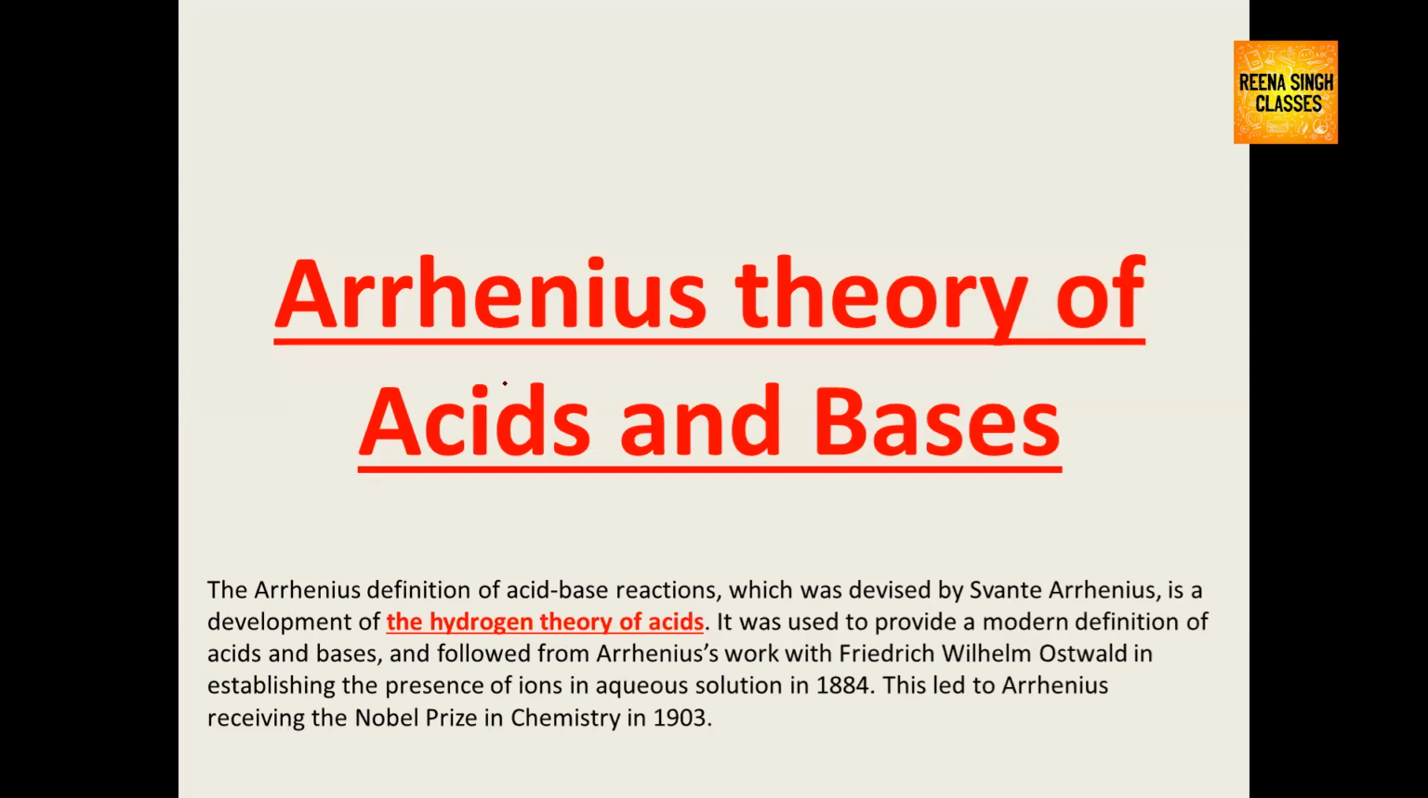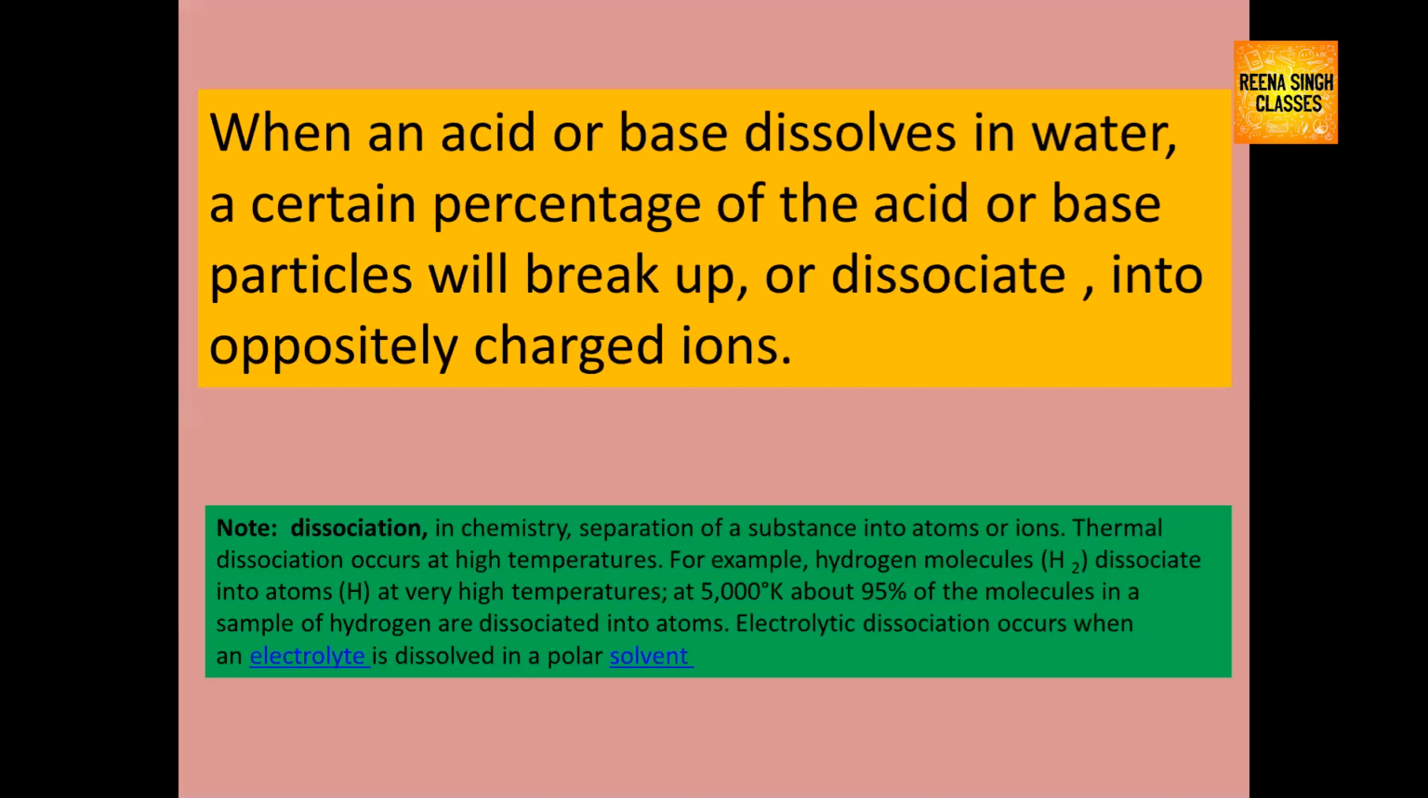Arrhenius theory of acids and bases is a development of the hydrogen theory of acids. As I said to you, it is also known as the water theory of acids. It was used to provide a modern definition of acids and bases and followed from Arrhenius' work with Friedrich Wilhelm Ostwald in establishing the presence of ions in aqueous solution in 1884. An aqueous solution is a solution in which water is the solvent. This theory led Arrhenius to receive the Nobel Prize in Chemistry in the year 1903.